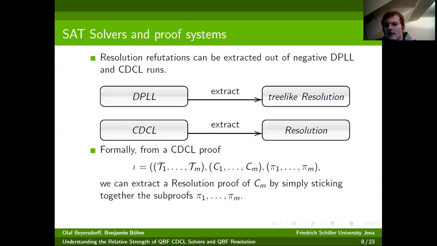How do we extract a resolution proof from CDCL? Well, we have a proof like this, of these three components. We just stick together the subproofs pi1 to pi m. For example, in pi m, we need the clauses, let's say Cm minus 1, then we use the proof pi m minus 1 and so on. We just have to stick them together and get a big refutation of this whole formula.